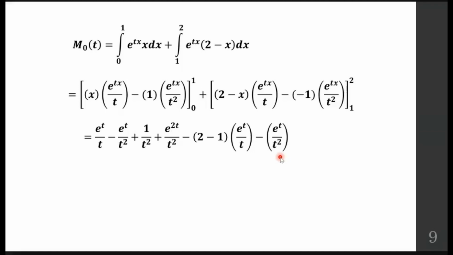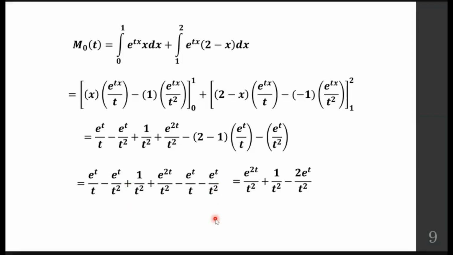Simplify and see what remains. Simplify everything. Some terms may get cancelled. I think e raised to t upon t and minus e raised to t upon t, these two terms will get cancelled. So how many terms remain now? e raised to 2t upon t square, 1 upon t square, here e raised to t upon t square, and here minus e raised to t upon t square. So we can combine that. We can write e raised to 2t upon t square plus 1 upon t square minus 2 e raised to t upon t square.